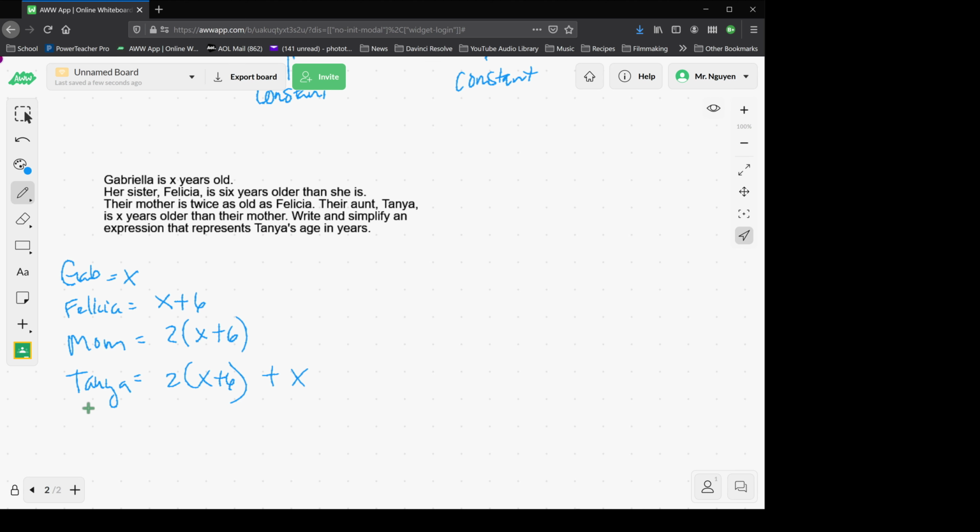Okay, so basically what we will have to do is simplify this. We wrote out Tanya's age right here, but we need to simplify it. Does that make sense to you guys? I hope it does, because I can't get your responses since I'm recording this. Anyway, we have 2 times the sum of x and 6, plus x. Right now we can't add x and x because we have to multiply first. We have to do the distributive property.